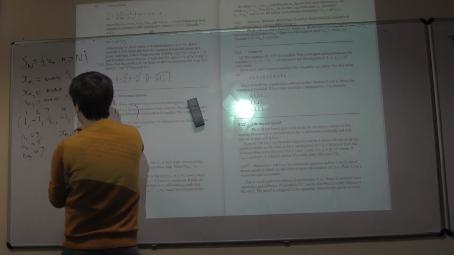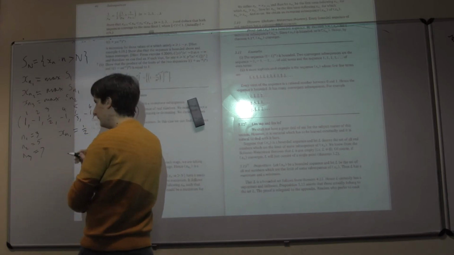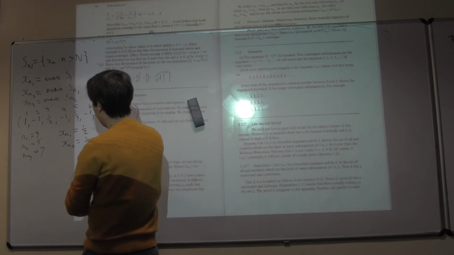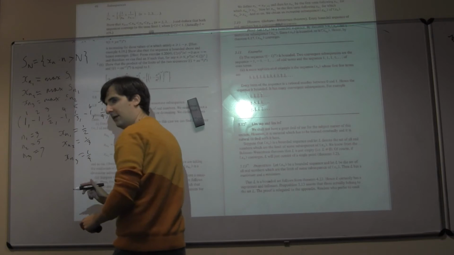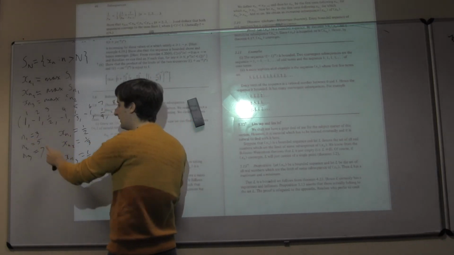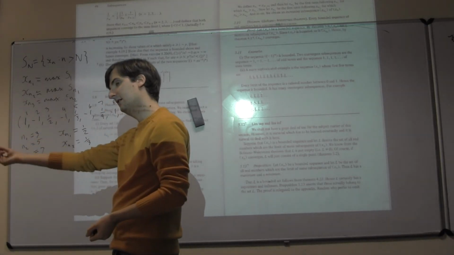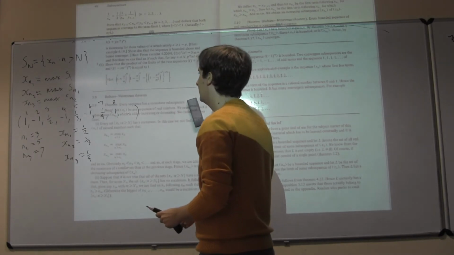X of n sub 1 is a half, so that's x3. X of n sub 2 is a third. X of n sub 3, and so on. Okay. You see the distinction? So n is giving you the index. We're constructing a subsequence, choosing indices which are going to give us the subsequence. I see. Okay.